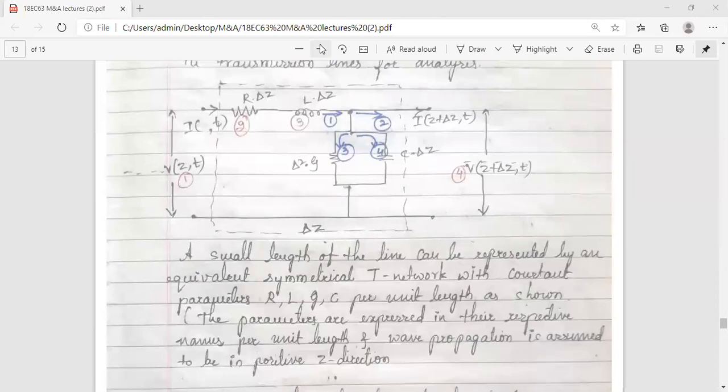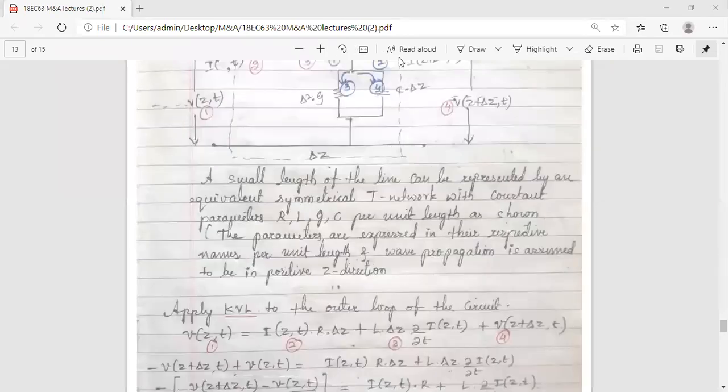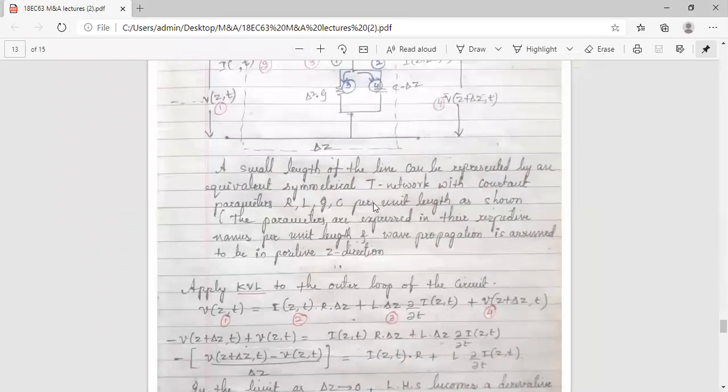Let me zoom in a little bit. Okay, now it is clear, I guess. Whether the screen is visible to you now, the parameters, hopefully they are all clearly visible to you.